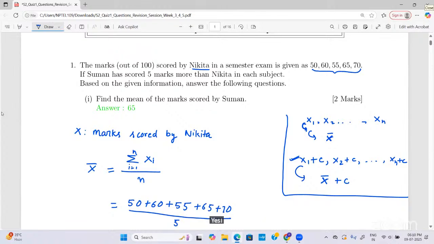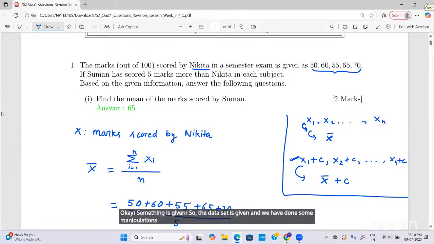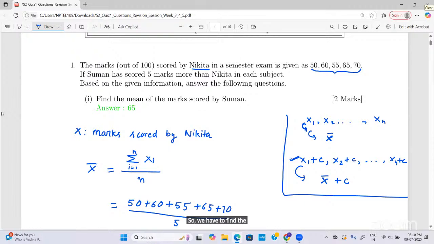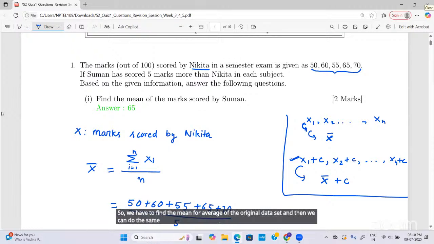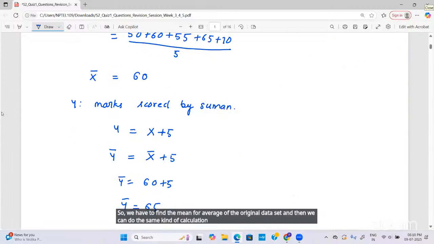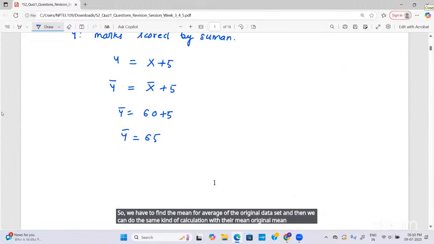Yes. Okay. So whenever a data set is given, and we have done some manipulation with it, like adding some constant or multiplying by some constant, we have to find the mean or average of the original data set. Then we can do the same kind of calculation with the original mean, and we can find the mean for the new data set.